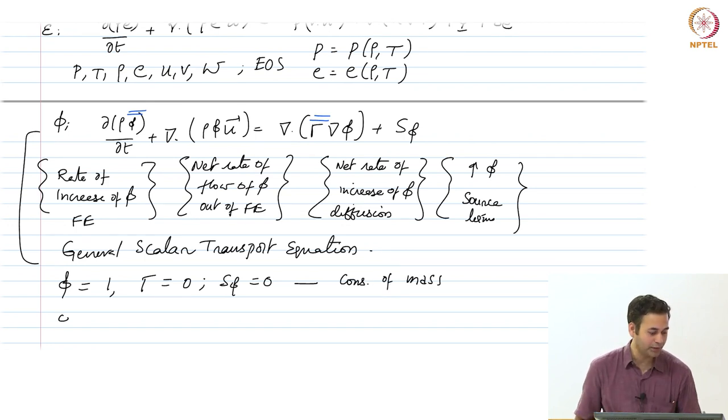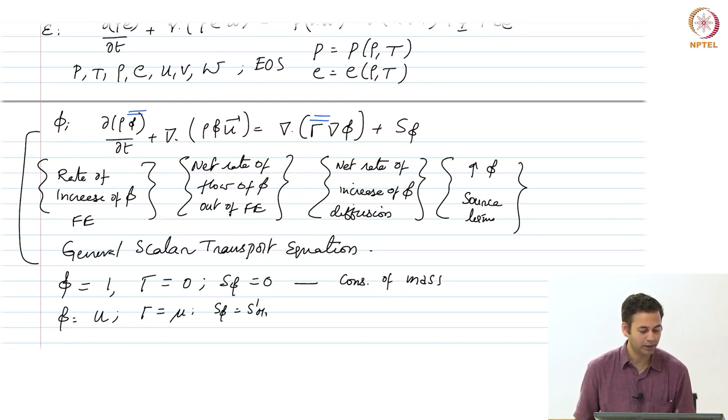Similarly, if I set phi equals u, and gamma equals mu, and S phi equals some S prime x plus, essentially, minus dou p dou x.